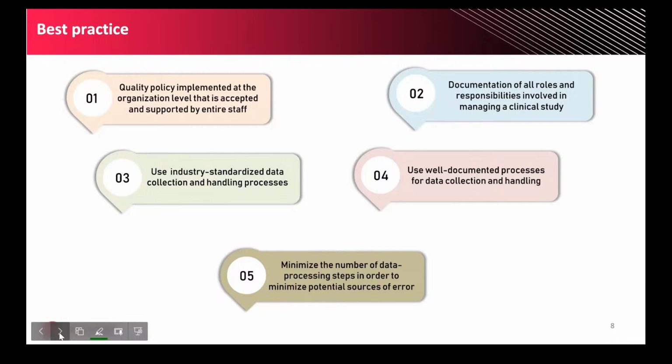So here are certain best practices for assuring the quality. First is having an organizational quality policy, which is strongly supported by the upper management, understood by the entire staff, and supported by all the operational procedures. So your processes are set up such that any kind of quality policy that is implemented can be easily adopted by the processes.